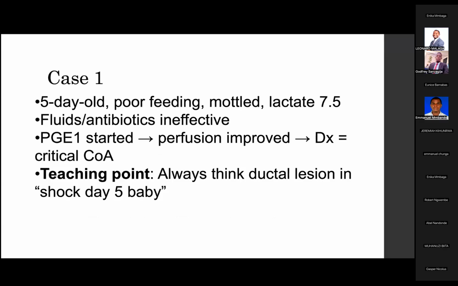So a 5-day-old, poor feeding, mottled. Imagine lactate 7.5, all right? You have given fluids because you thought it was sepsis, and antibiotics, but they're ineffective. Then someone thought about congenital heart disease, so they started prostaglandin E1. Perfusion did improve, and the diagnosis was a critical coarctation of the aorta, all right? So the teaching point here is that if a baby comes in shock at day 5, think of a ductal dependent lesion and think of congenital heart disease, all right?